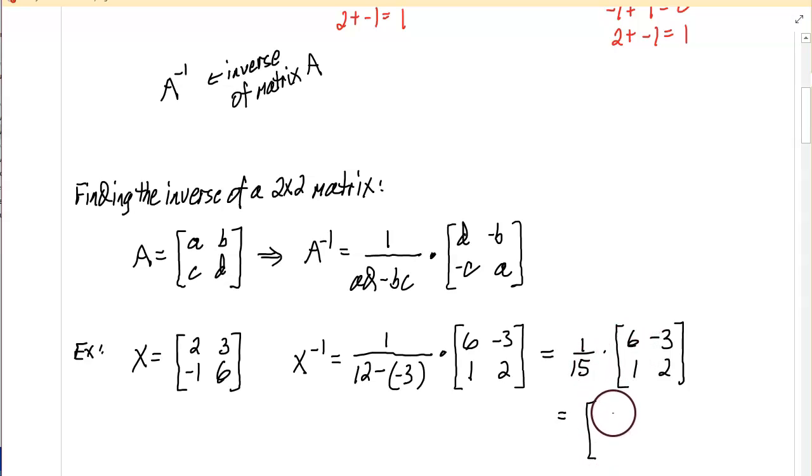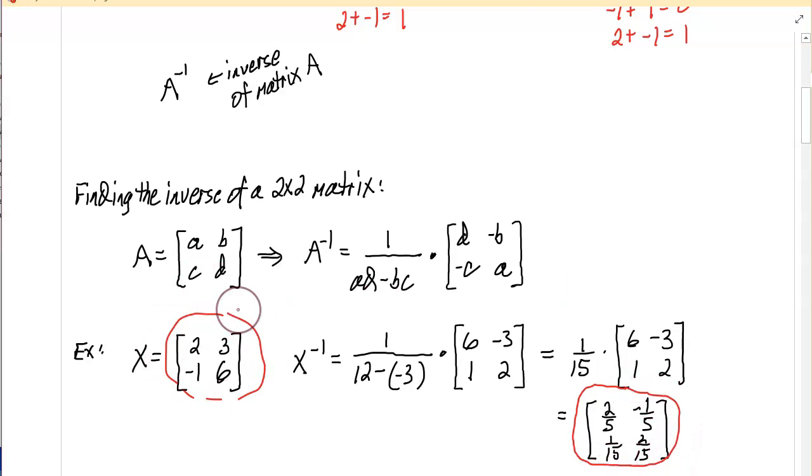1/15 times 6 makes 6/15, which reduces to 2/5. 1/15 times negative 3 makes negative 3/15, which reduces to negative 1/5. 1/15 times 1 is 1/15, and 1/15 times 2 is 2/15. This matrix is the inverse of matrix X. If you multiply them together in either direction, it will create the identity matrix 1, 0, 0, 1.